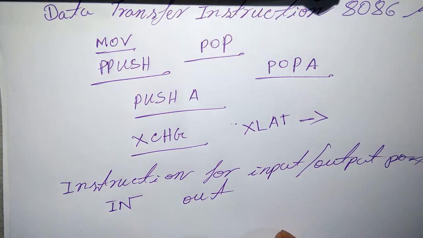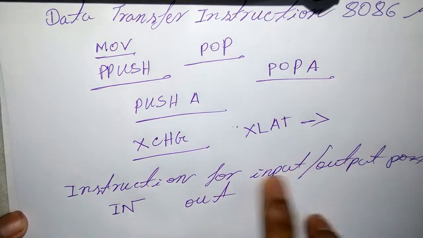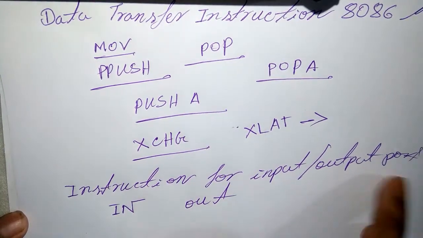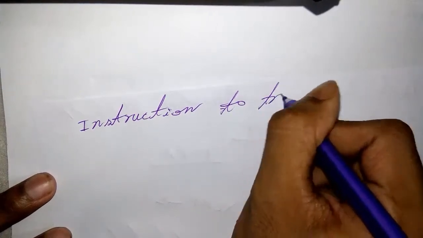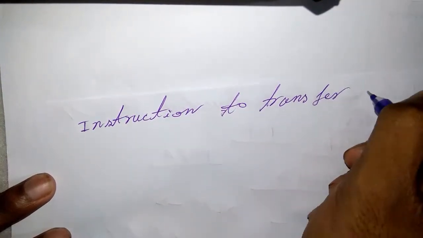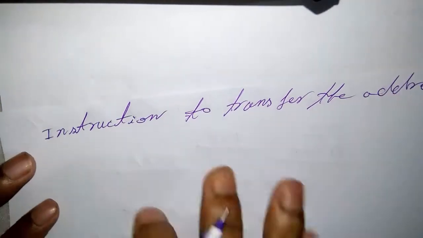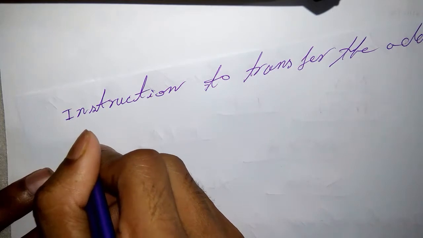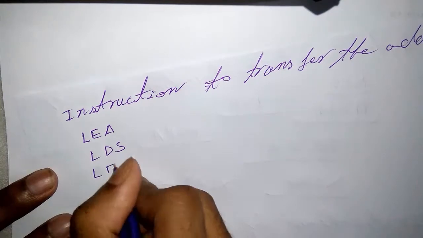Okay, and next are the instructions to transfer addresses. This was the instruction for input and output port. And next one is the instruction to transfer data addresses. In this we use three types of instruction: LEA, LDS and LES.